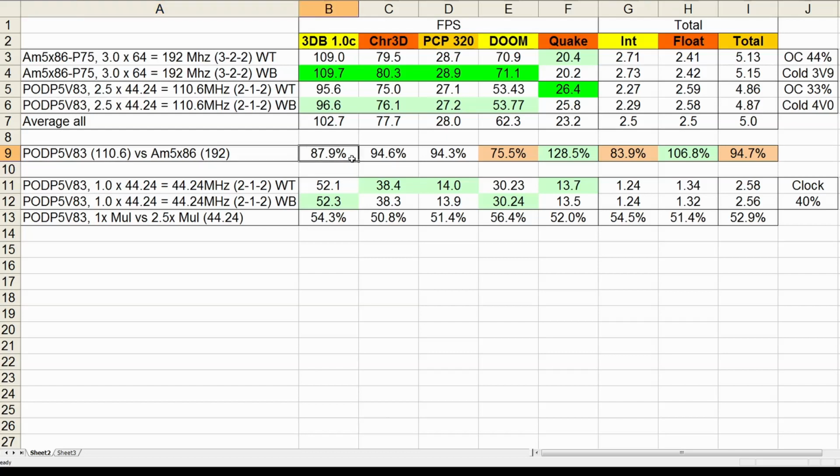So here with 3D bench, the Pentium is around 12% slower. With Chris 3D bench and PC Player benchmark, it is something like 5% slower. And then Doom we have a huge difference, where the Pentium machine is something like 25% slower. However, in Quake, the Pentium machine is more than 28% faster. So in total, the integer tests were 16% slower. But yeah, okay, in floating point tests, the Pentium was 7% faster. So yeah, on average, the Pentium machine is something like 5% slower.